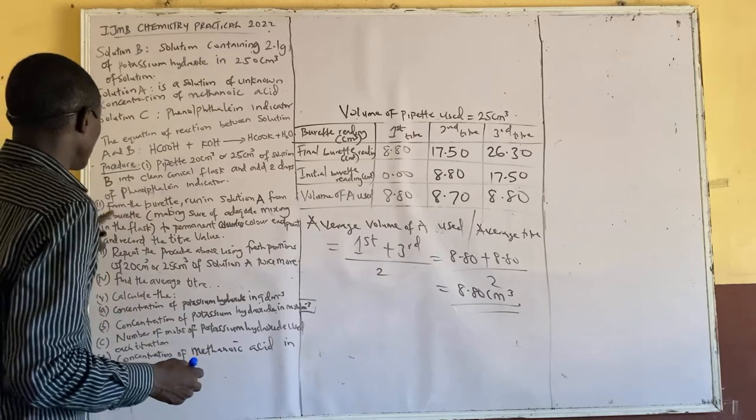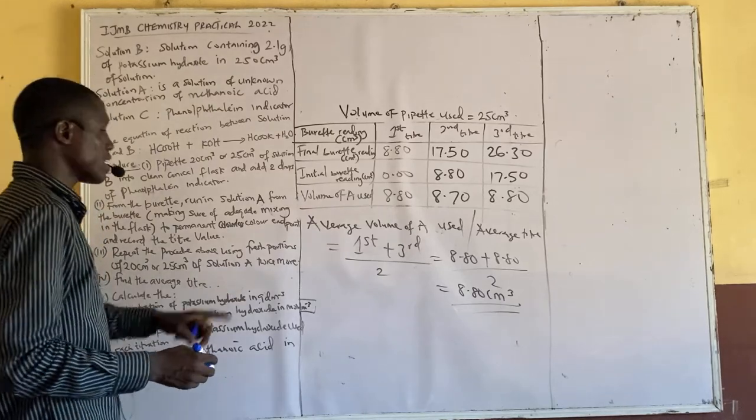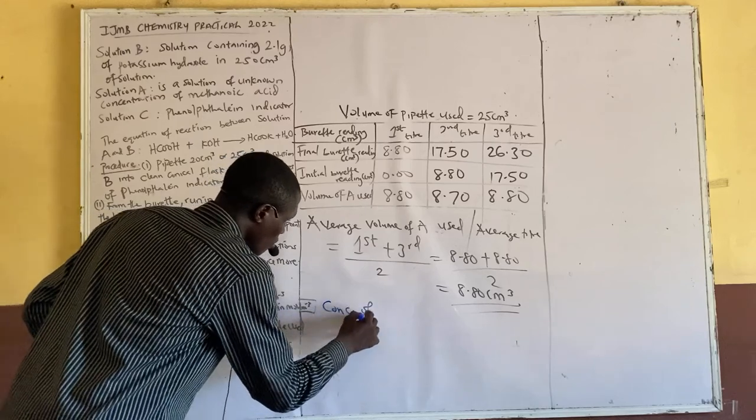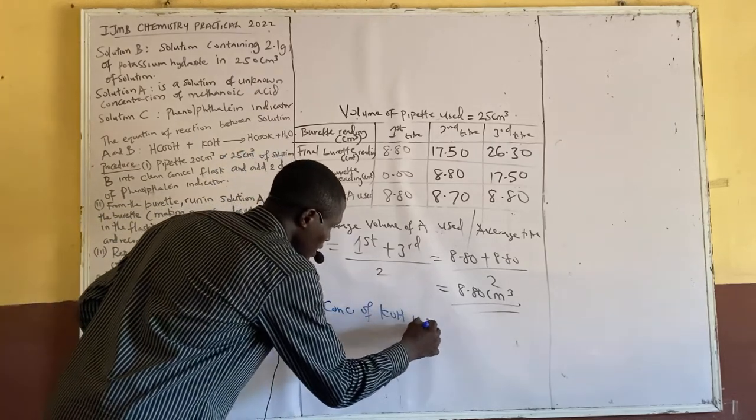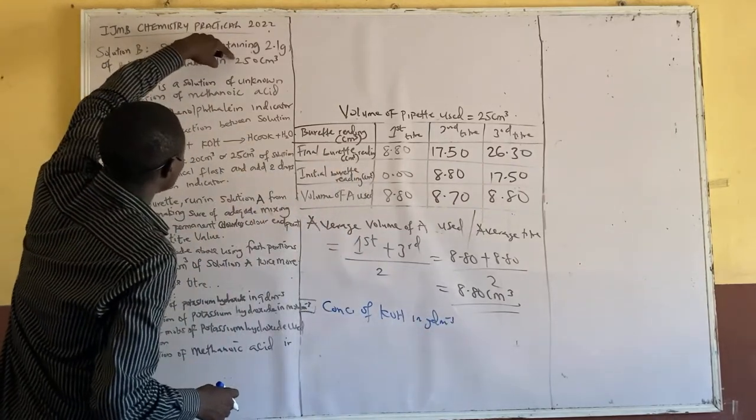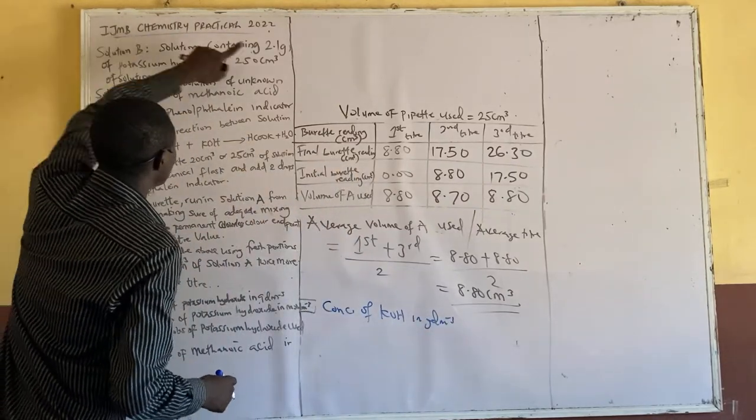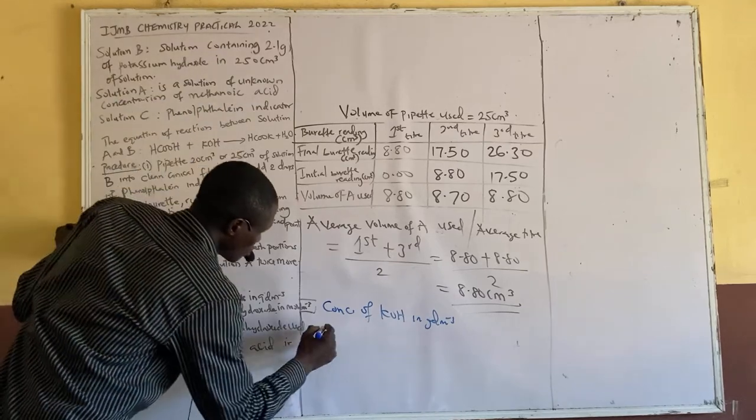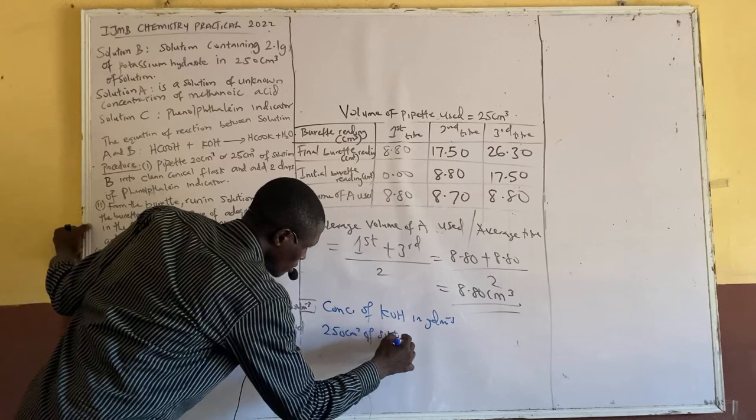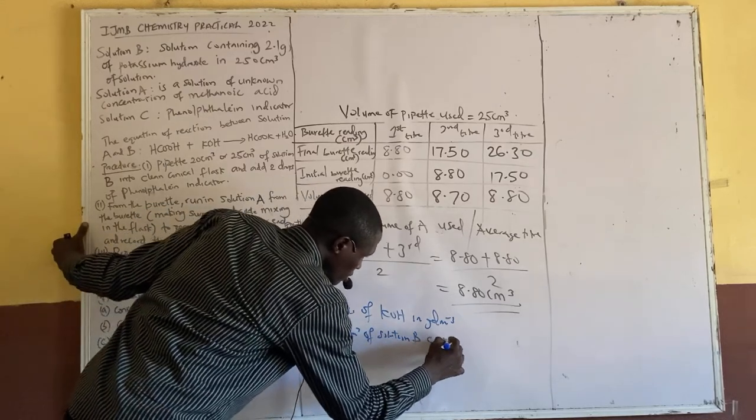So let's quickly go into this. The first thing is to calculate the concentration of potassium hydroxide in gram per dm cube. So we know that 250 centimeter cube of solution B contains 2.1 gram of potassium hydroxide.